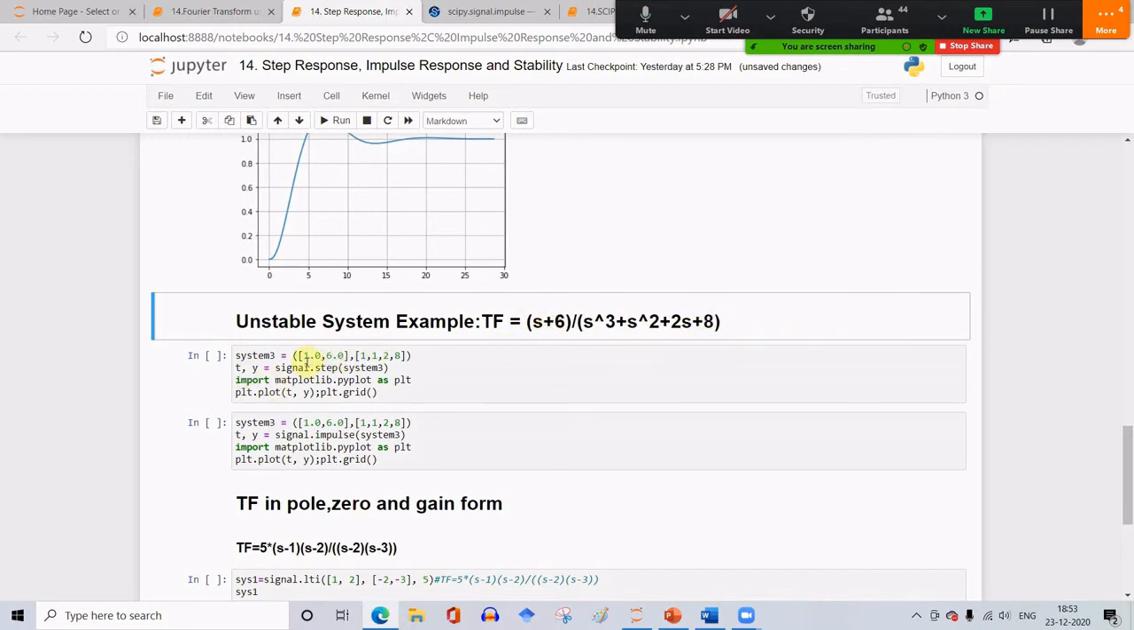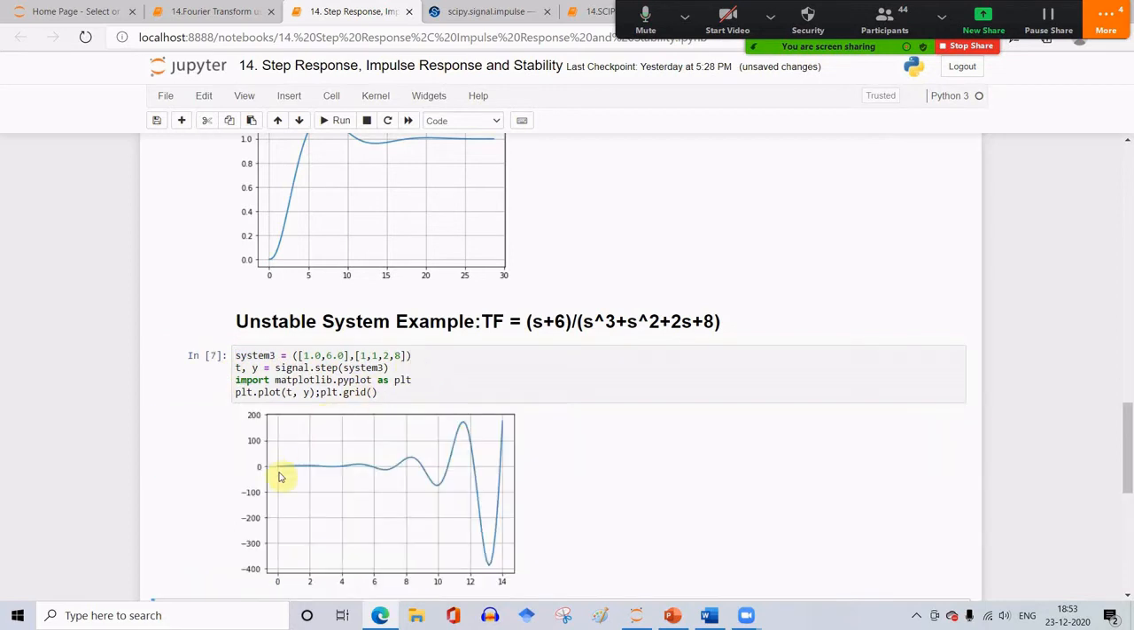Let me take that system as system 3. The numerator coefficients are 1.0, 6.0, and the denominator coefficients are 1, 1, 2, 8. This is the transfer function representation of the system designated as system 3. When I take the step response, signal dot step of system 3, I get the time and y, and when I plot it, you find that from 0 it is oscillating and has a tendency to increase to infinity as time progresses, representing an unstable system.